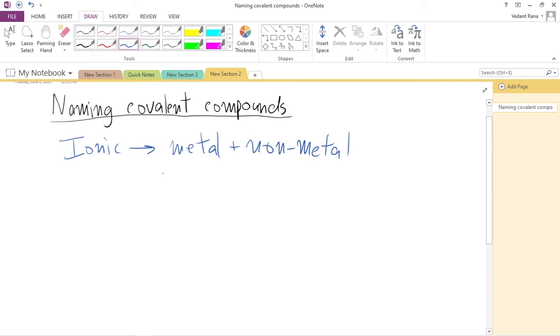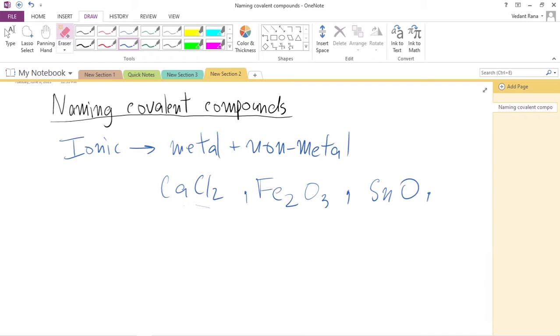An example of an ionic compound would be CaCl2, calcium chloride, or Fe2O3, iron 3 oxide, or SnO. This is called tin 2 oxide. So these are examples of ionic compounds because they contain one metal and one non-metal. You learn about ionic compounds in detail in chemical bonding.